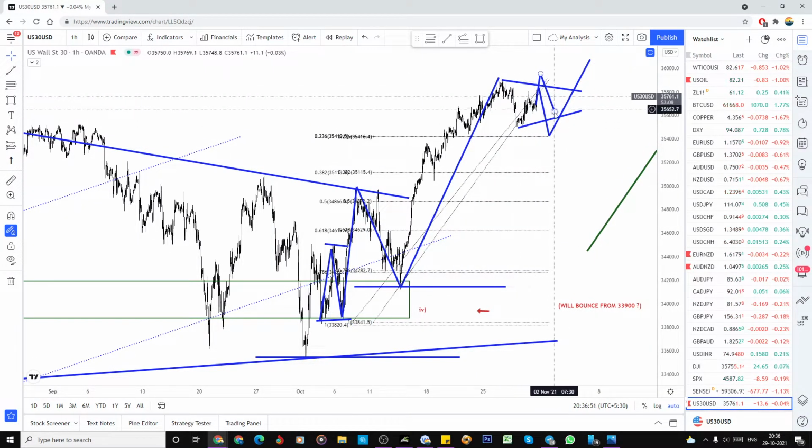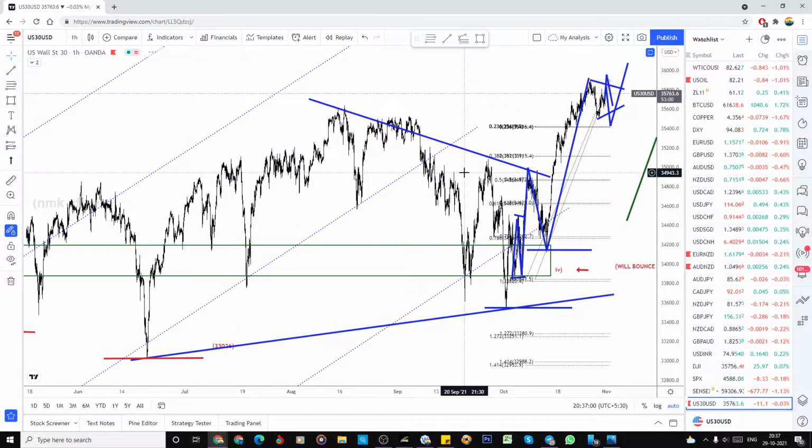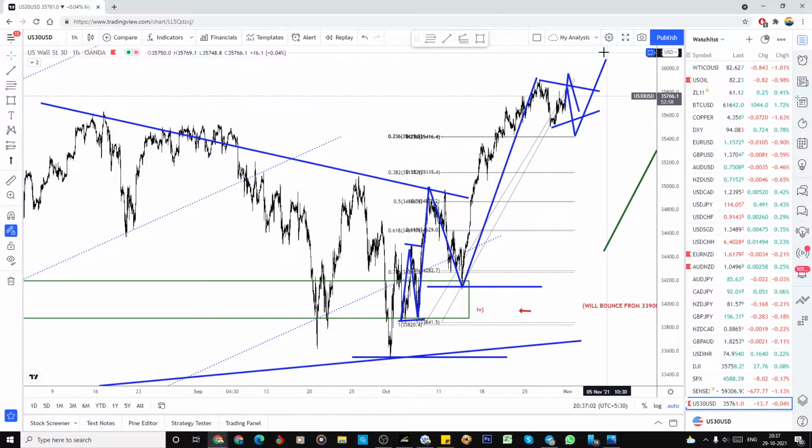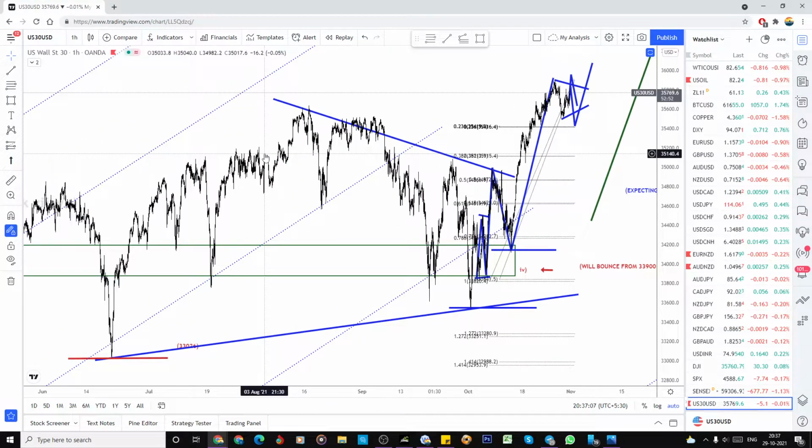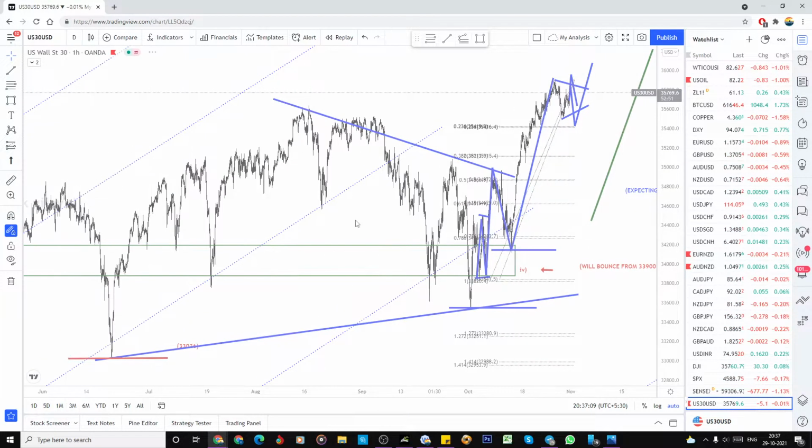If it is an irregular flat, if it is an expanded flat, it can reach here, or otherwise if it is a running flat, it can bounce from here itself. So this is the US 30, and this could be the wave end of the wave 1, means again there will be a rejection zone for that wave 2, because this becomes a fourth wave.